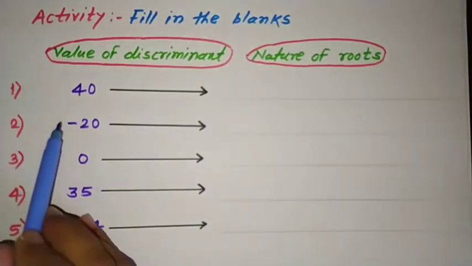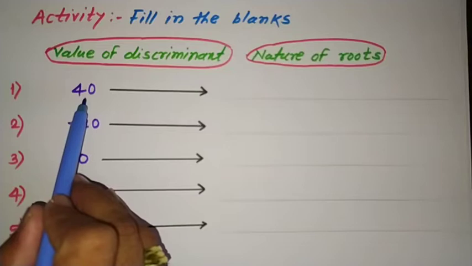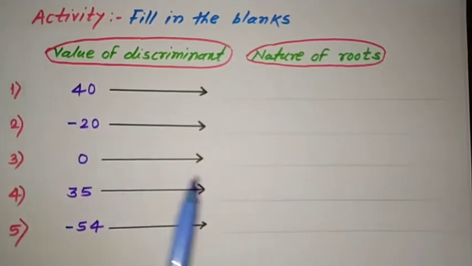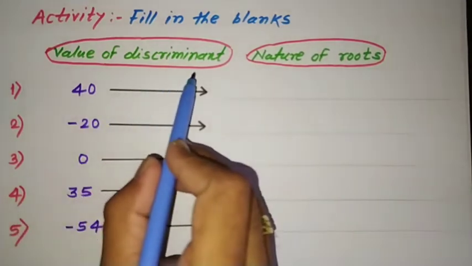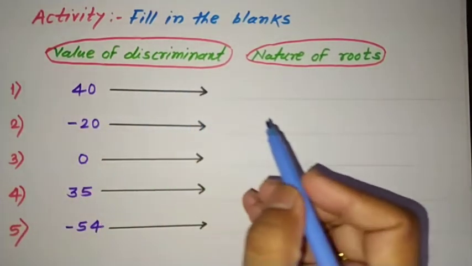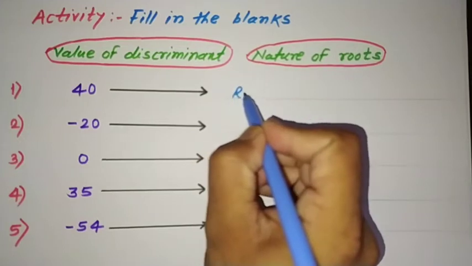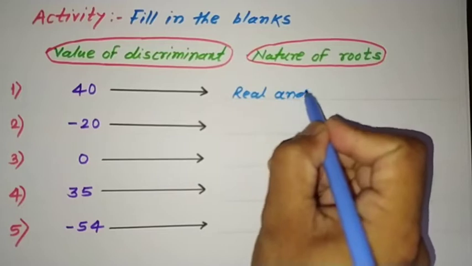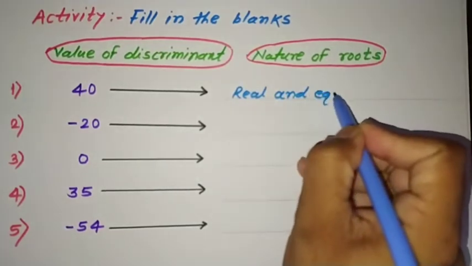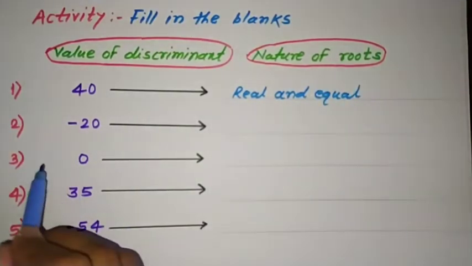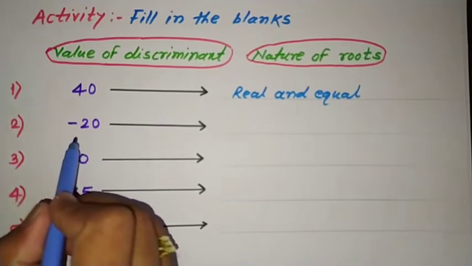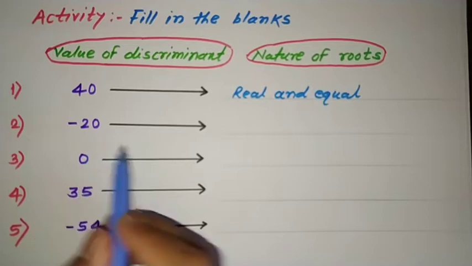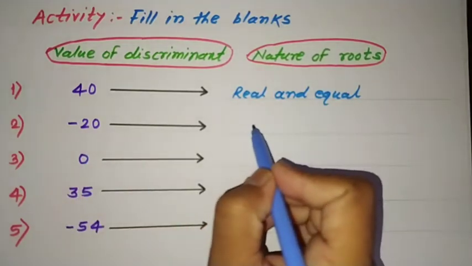First example, value of discriminant is 40. This number is greater than 0. The roots are real and unequal. Second example, value of discriminant is minus 20. This value is less than 0. The roots are not real.